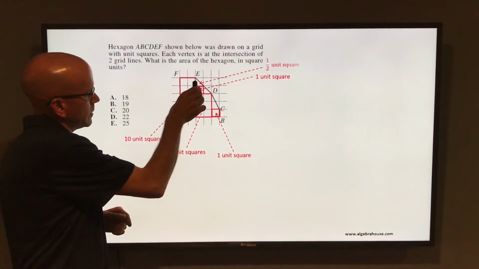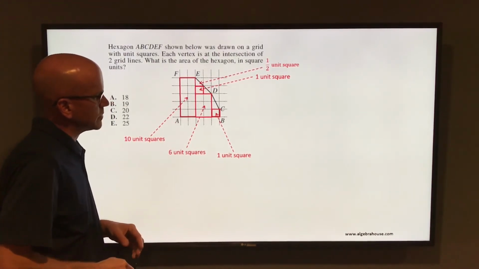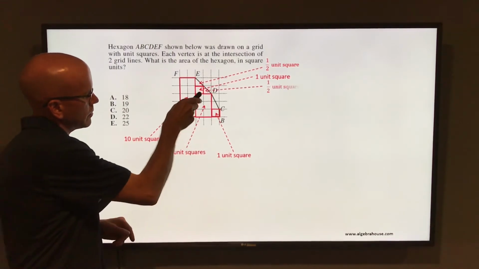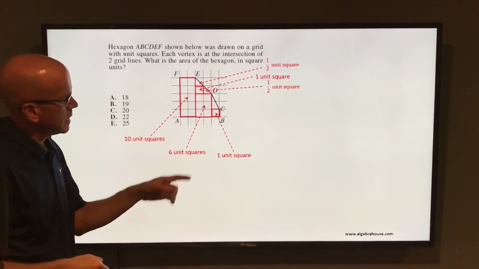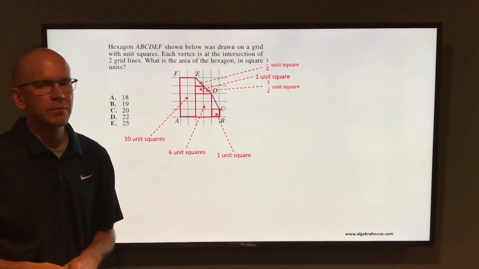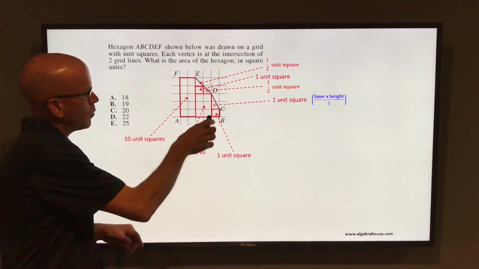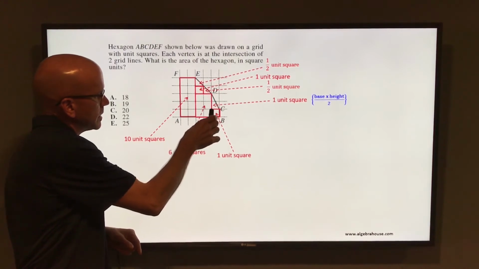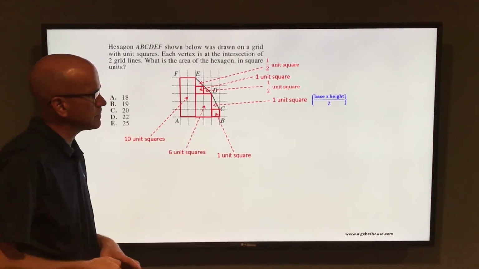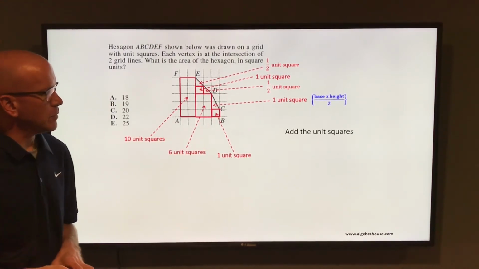Well, that triangle is half of that square, so that's half a square unit. There's another half square unit. And then you have this one. Well, the area of a triangle is base times height divided by 2, or, in this case, 1 times 2 divided by 2. That's going to be 1 square unit.